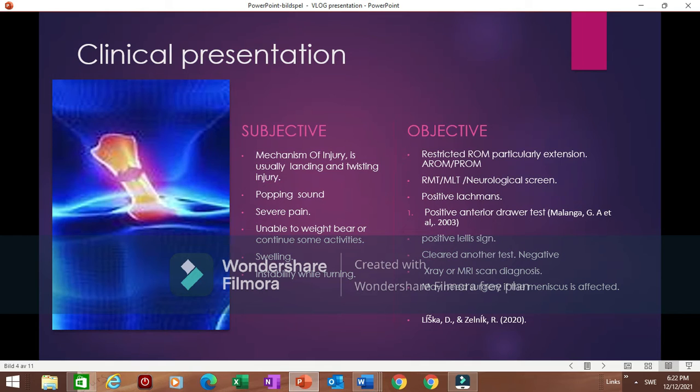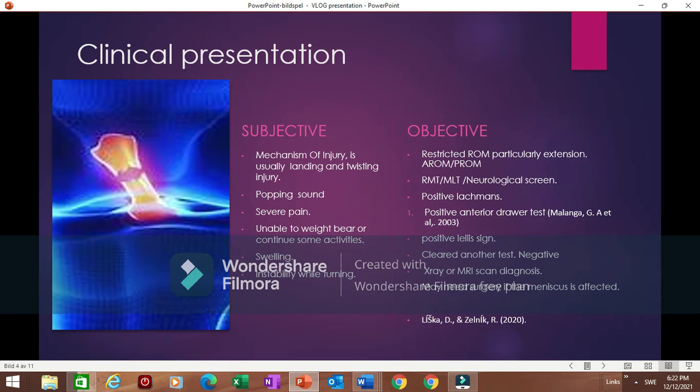So for the clinical presentation, I have done my subjective and objective assessment. The subjective assessment shows that the mechanism of injury is usually landing and twisting. The patient heard a popping sound and complained of severe pain. She was unable to weight bear or continue the activity, with a little bit of swelling and instability while turning.